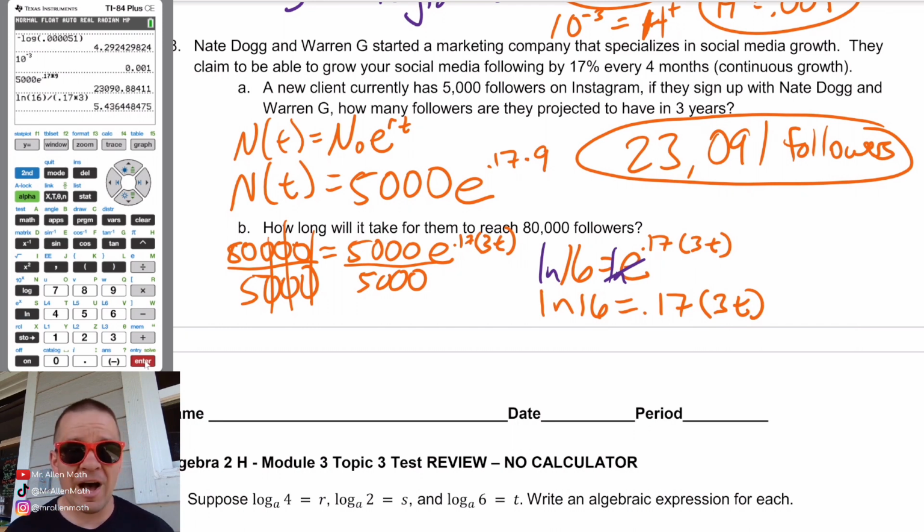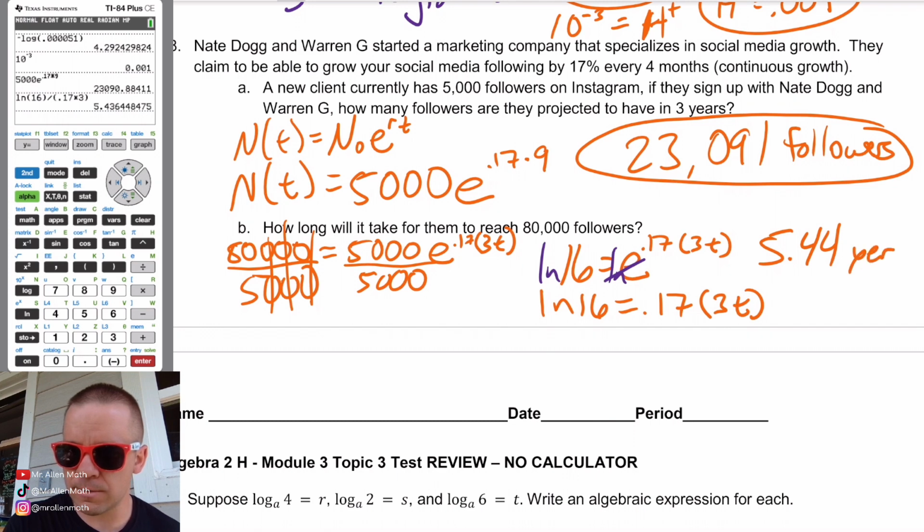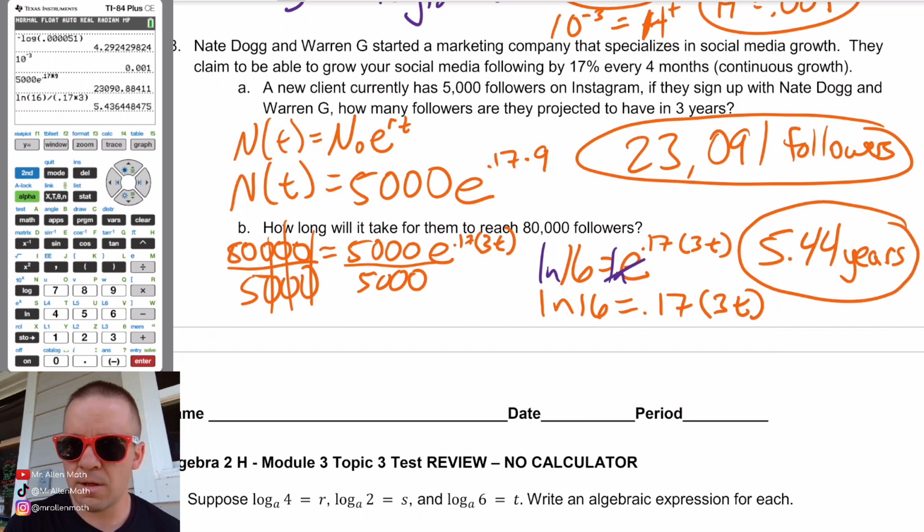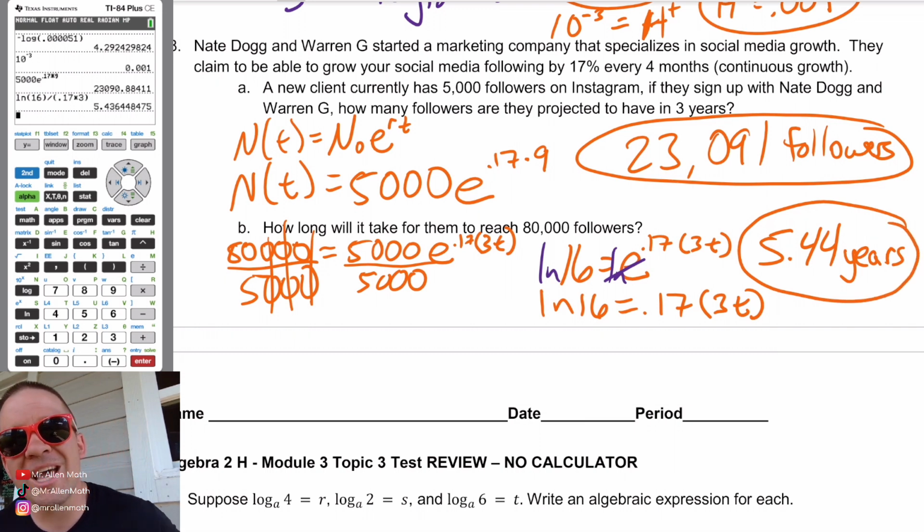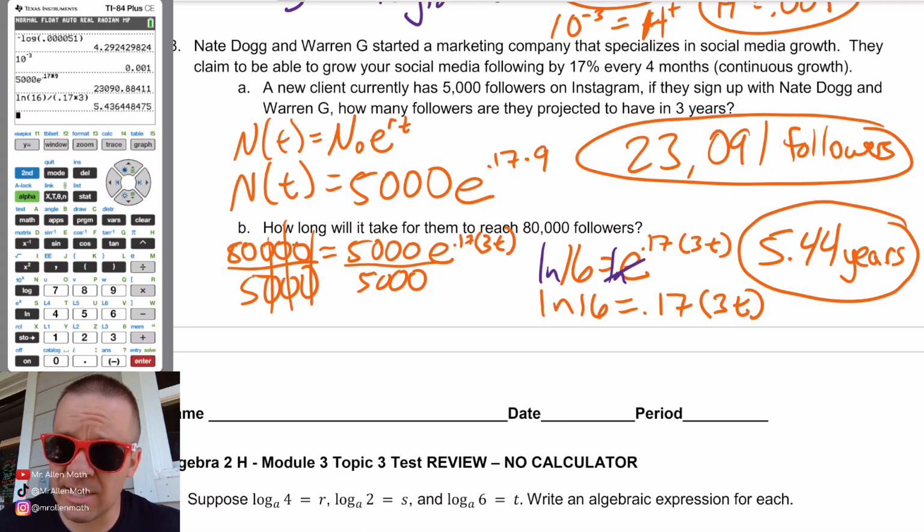And we get 5.43, almost what I was kind of guessing there. So 5.44 years. Okay, 5.44 years. Years. I can spell. Oh my goodness. Years. What? This is embarrassing right now. Y-E-A-R-S. So that's how long it will take for them to reach 80,000 followers based on the 17% increase and starting with 5,000 followers.